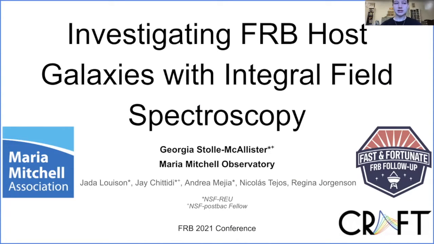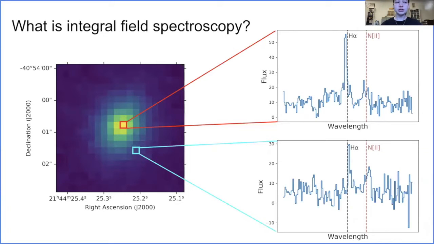I've been working on analysis of optical follow-up of FRB host galaxies, and specifically I've been using integral field spectroscopy. So to start, just a real quick explanation of what this is. Integral field spectroscopy is where every pixel in an image is also a spectrum. So in an IFU data cube, you can look at individual spectra across the galaxy spatially.